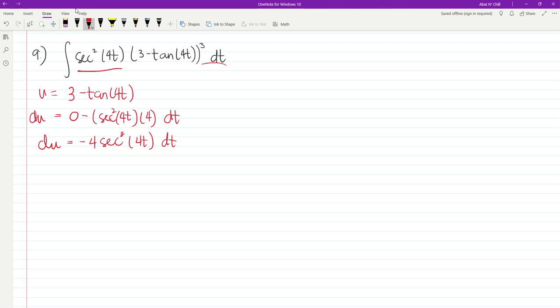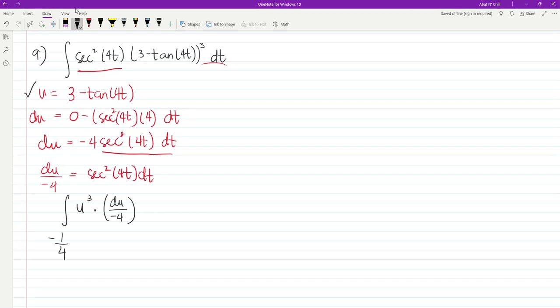And we know that secant squared 4t dt is present. So we have to isolate this secant squared 4t dt on the right side of the equation by dividing by negative 4. So we have du over negative 4 equals secant squared 4t dt. Now we can substitute this. Write this first: 3 minus tangent 4t, that would be our u, raised to 3. And our secant squared 4t dt is equal to du all over negative 4, so that we can factor out negative 1/4 outside of the integral sign. So we have u cubed du here.